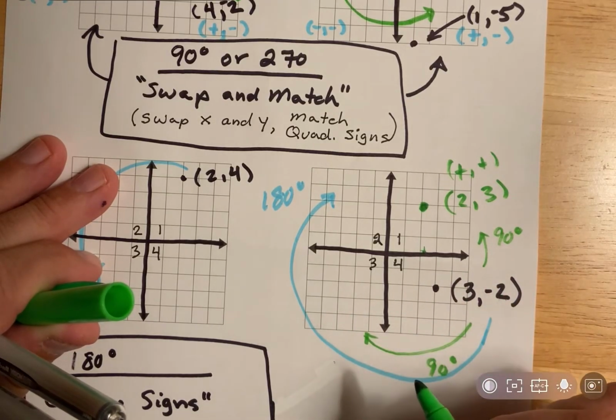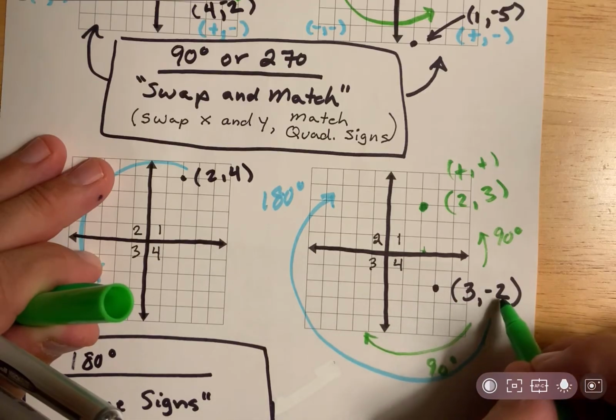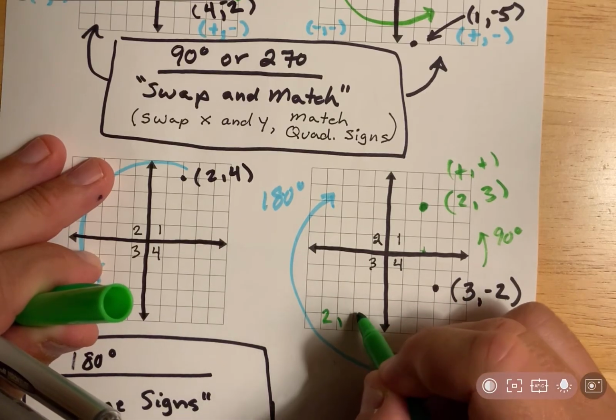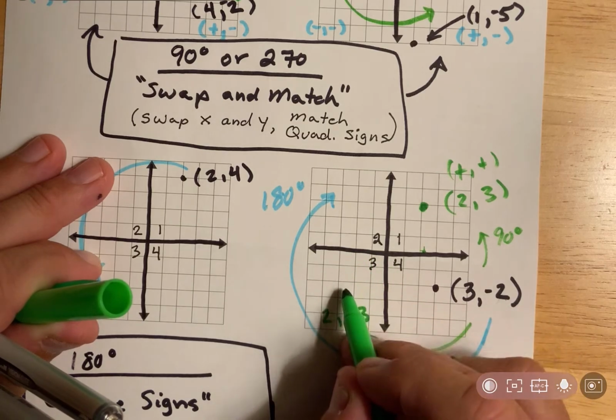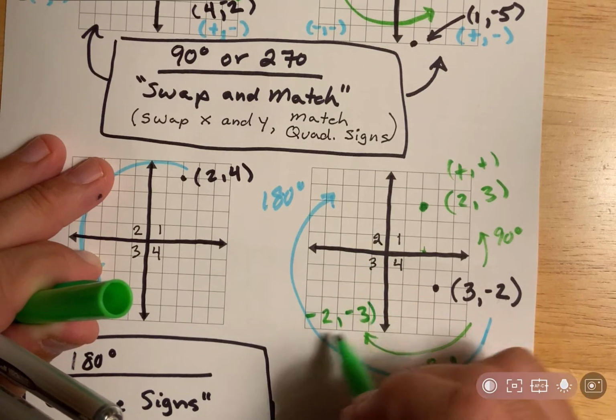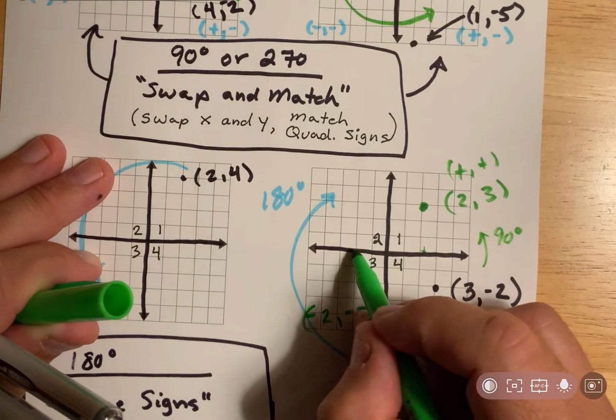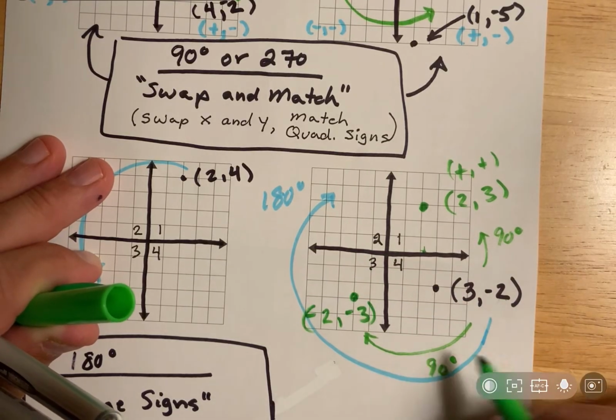Again, that's another swap and match. So I'm going to swap those numbers around. So it's 2 first, then a 3. But don't forget this one. They're supposed to both be negative because you're going backwards 2 and down 3. Makes that -2, -3. And that looks like this. So I'm going to go backwards 2, down 3. That's where that dot ends up if you rotate clockwise 90 degrees.